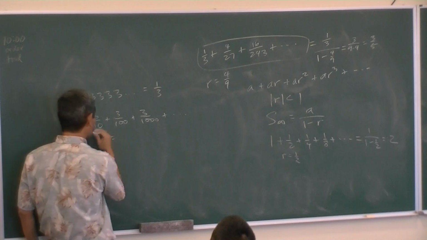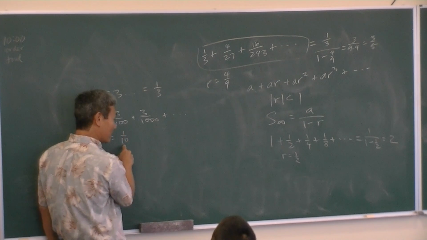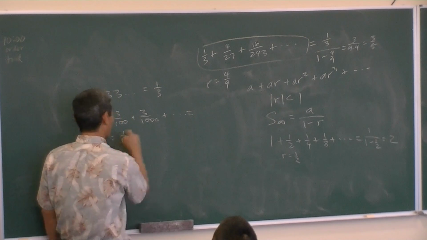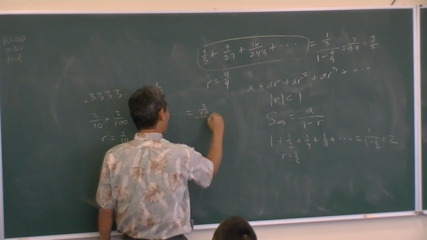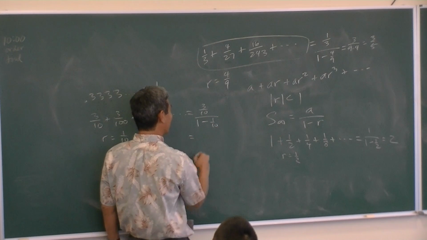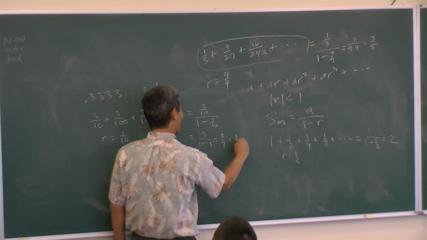What's the common ratio? What do I keep multiplying by to get the next term? 1/10. Is the absolute value of that less than 1? Yes. So therefore, this is equal to the first term over 1 minus r. Multiply top and bottom by 10, and you get 3 over 10 minus 1, which is 3 over 9, which reduces to 1/3.